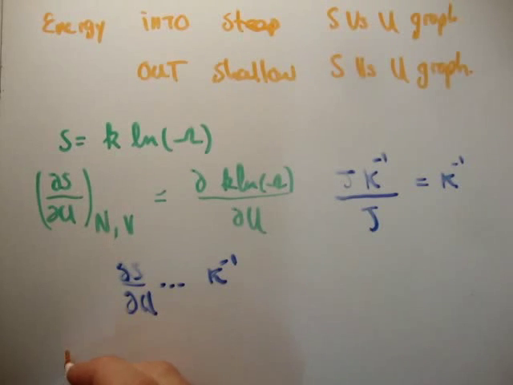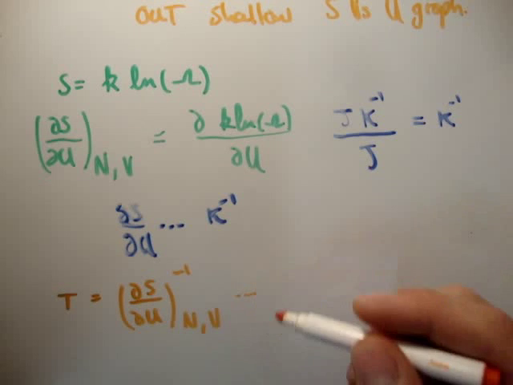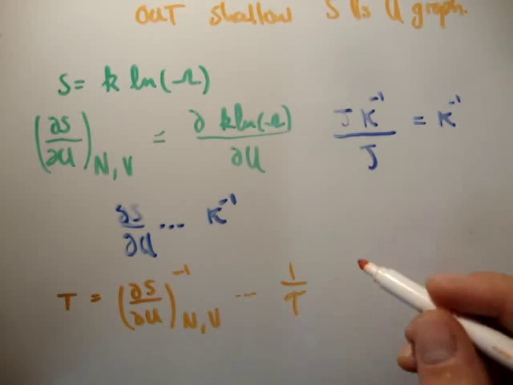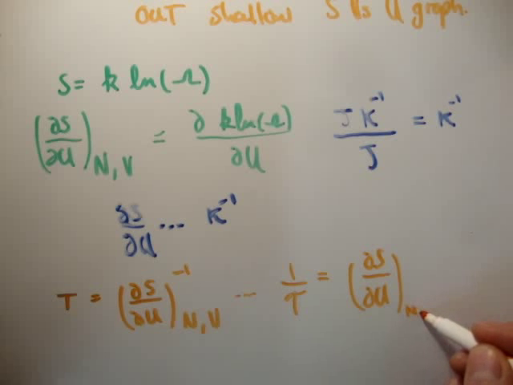So finally we define temperature as equal to del S over del U, holding N and V fixed, to the minus 1. But for experimental reasons, it's actually more useful to write it in the following way, because it's often easier to evaluate it this way. Temperature is found by getting the slope of your entropy versus energy graph. So T is equal to the inverse of del S over del U, or del U over del S. Temperature is the slope of your entropy versus energy graph, and that's how you get temperature.